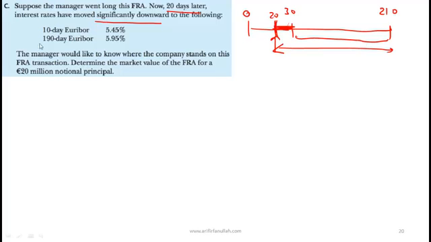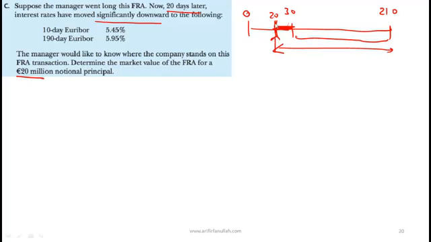So note that you are now given a notional principal. Why? Because now there has to be a dollar value. If interest rates have changed, clearly the long has lost and the short has gained. If the notional principal was $1, that amount would be almost irrelevant. But this is substantial. The notional principal is 120 million.